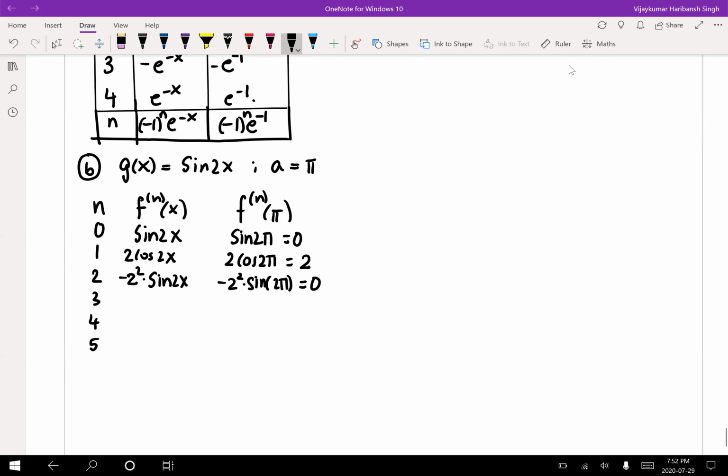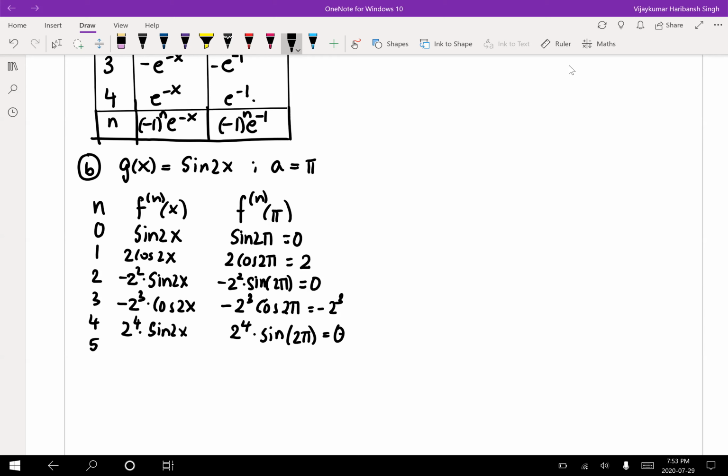So when you take the third derivative, you get, the derivative of sine is cosine, so minus 2 cubed times cos of 2x. And when you put in pi, you get minus 2 cubed times cos of 2 pi, which is minus 2 cubed. Similarly, the fourth derivative is 2 to the power 4 sine of 2x, and the answer becomes 2 to the 4 times sine of 2 pi, which is going to be 0.